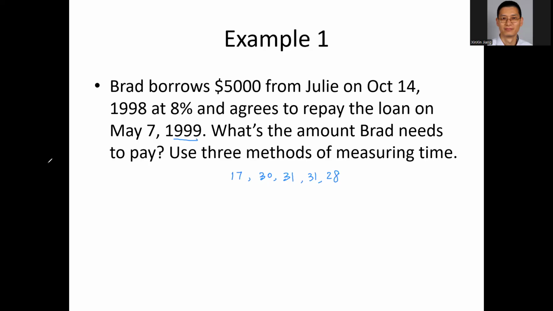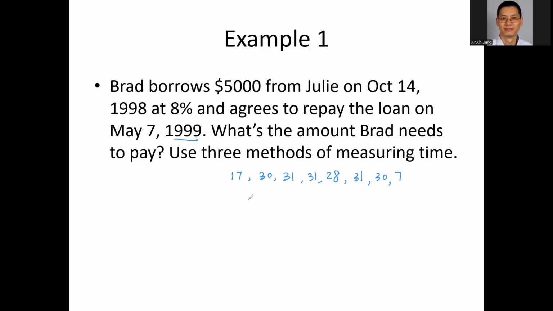The rule of leap year, please. Let's see. I think every 4 years is a leap year, but after 100 years, no leap year anymore. I mean, no leap year for that 100th year. You can Google search for details about how to calculate leap year. Then March 31, April 30, and May 7.